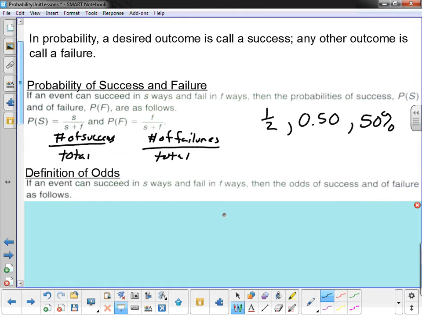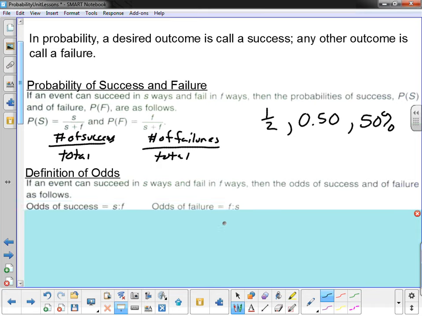Odds: if an event can succeed in S ways and fail in F ways, same as probability, then the odds of success and of failure are as follows. Odds of success is S to F. Notice that is written as a ratio with the colon between them. How many successes, how many failures. Odds of failure is number of failures to number of successes. So we don't worry about total. We only look at how many times did it work and how many times did it not work.